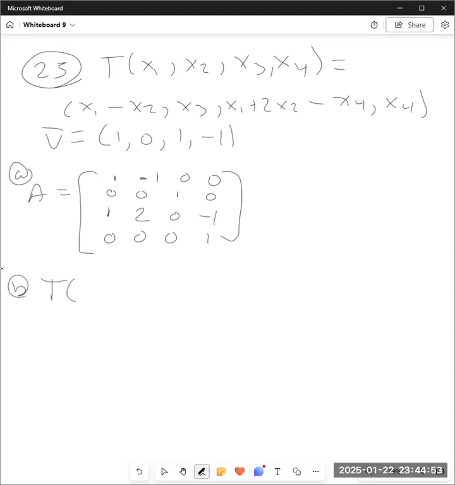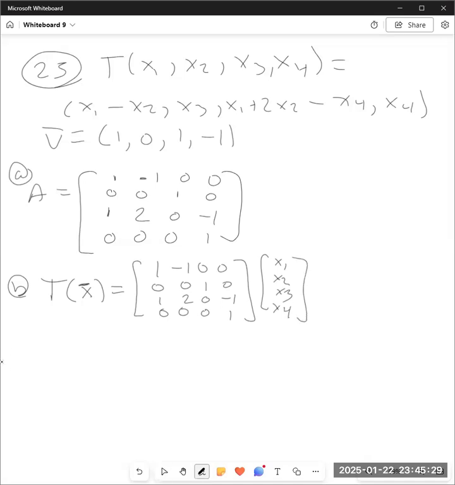T of X, which is all this stuff is X, is equal to 1, -1, 0, 0, 0, 0, 1, 0, 1, 2, 0, -1, 0, 0, 0, 1 times x1, x2, x3, x4. So T of V is equal to that matrix times V, which was 1, 0, 1, -1.